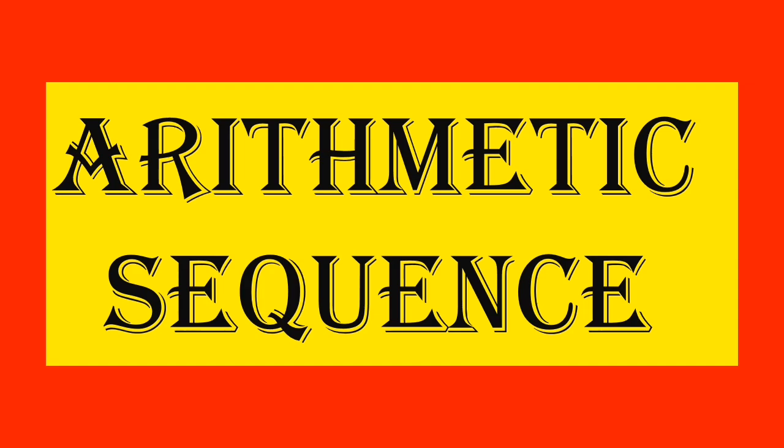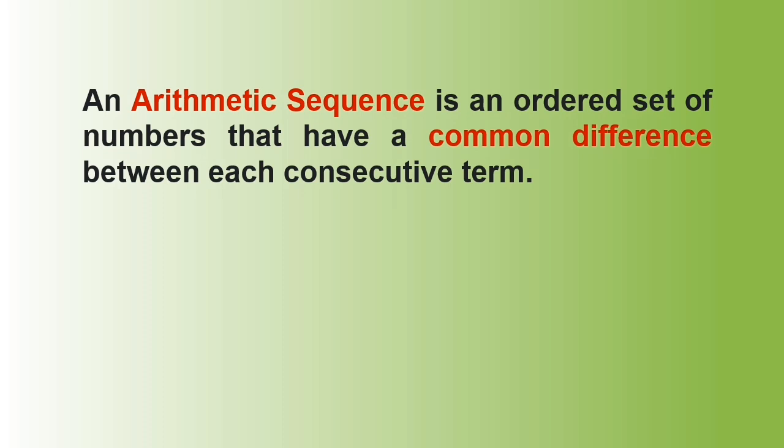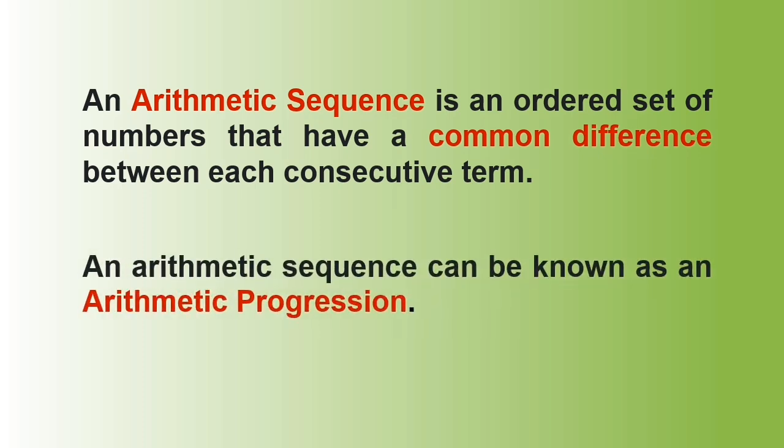Arithmetic sequence. An arithmetic sequence is an ordered set of numbers that have a common difference between each consecutive term. It is also known as an arithmetic progression.